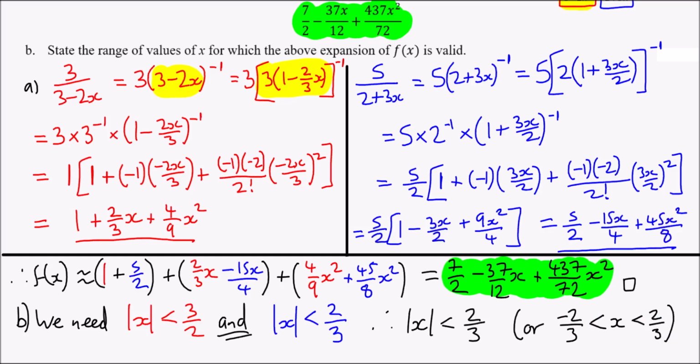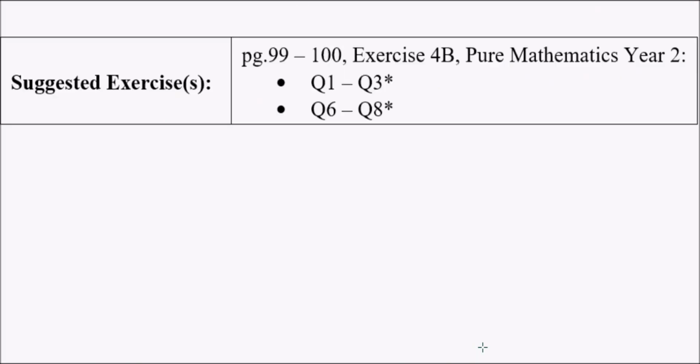Whichever way you write it, each one is equally as valid as the other. So that's enough for me. Now it's over to you to try some. What I'm going to suggest you do is turn to page 99, exercise 4b in the Year 2 Pure Book. Try questions 1, 2, 3, and then questions 6, 7, and 8.